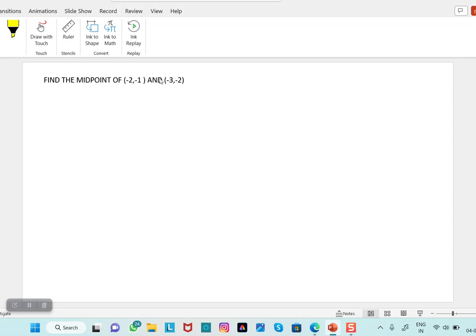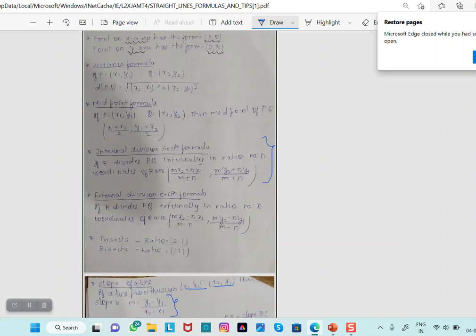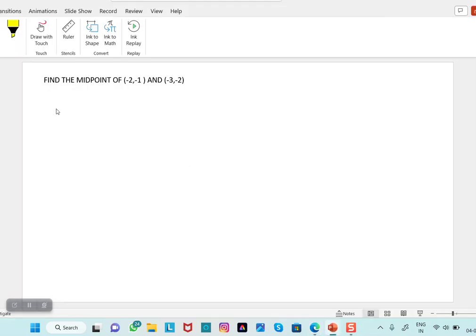Now the next problem is about finding the midpoint of these 2 points. For this we need to use the midpoint formula. The midpoint formula is over here. If P is x1, y1 and Q is x2, y2, then the midpoint of PQ is x1 plus x2 upon 2, y1 plus y2 upon 2. We use this in the midpoint formula. So the midpoint is given by x1 plus x2 upon 2, y1 plus y2 upon 2.